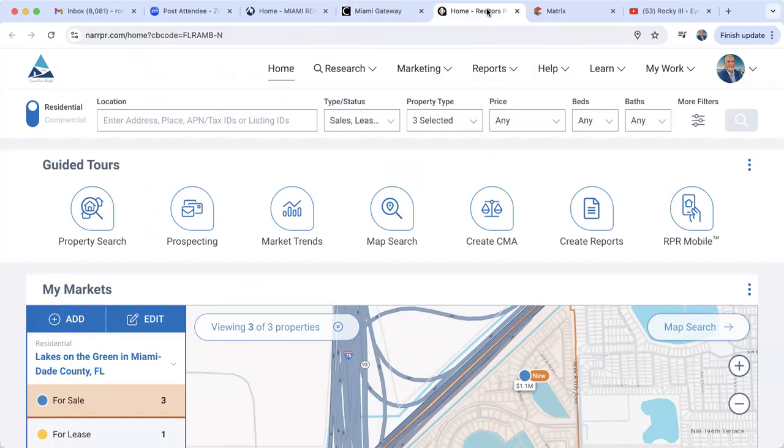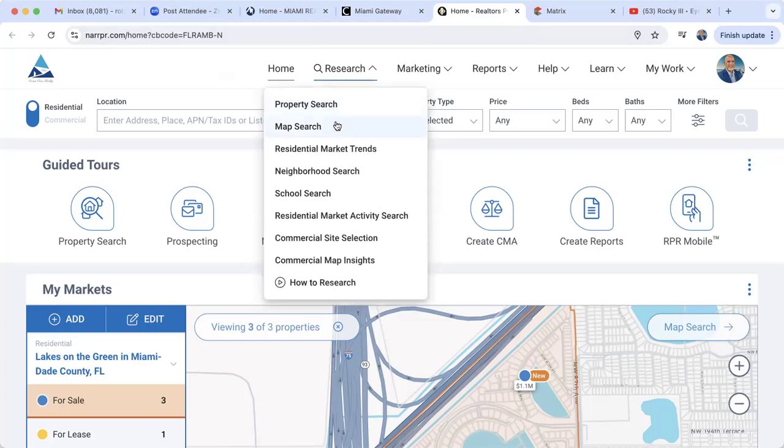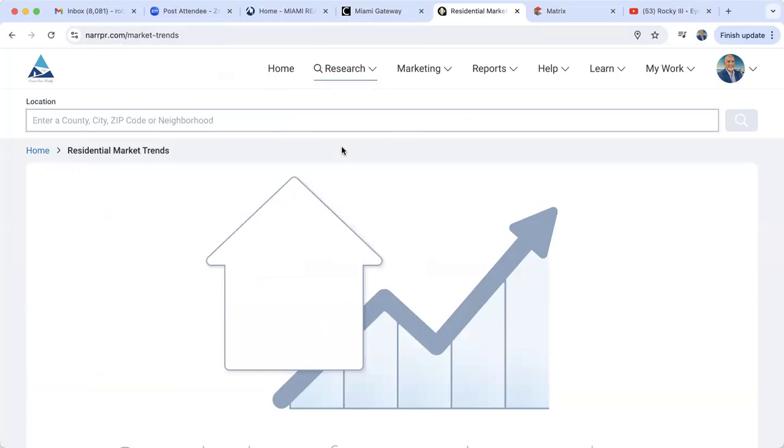All right, we do have a dedicated RPR course for you. However, today we're just going to use RPR to show you statistics on the market. So right here, you're going to click on research, and we're going to click on residential market trends. And then we're also going to do neighborhood searches and school searches. All right. So we're going to begin with residential market trends. Let's say you wanted to know information on Sunny Isles Beach, right? We're going to go ahead and put in Sunny Isles Beach.